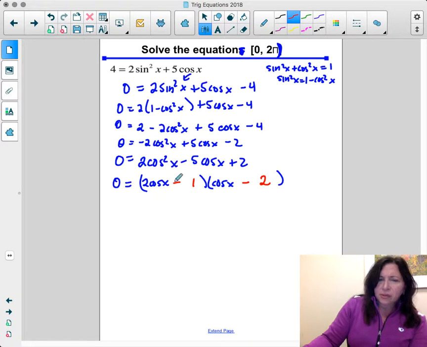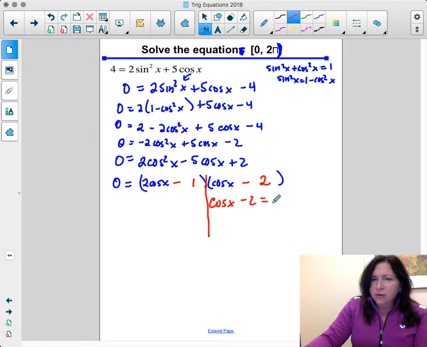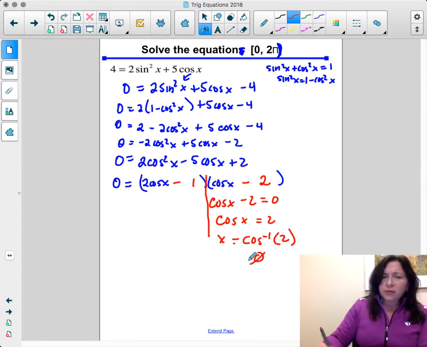This is very similar to another problem that we did. Because now we're multiplying and we've got -4 and -1 is -5, we're going to split this up and we're going to go cosine of x minus 2 equals 0. This might be the same problem we did before. We already know this one is not happening because when is cosine 2? It's not. So this one is a no solution.